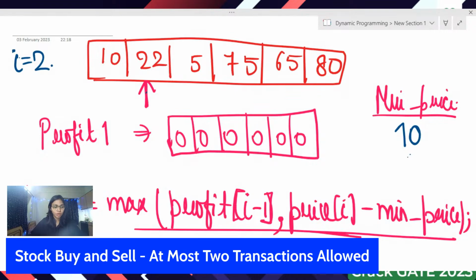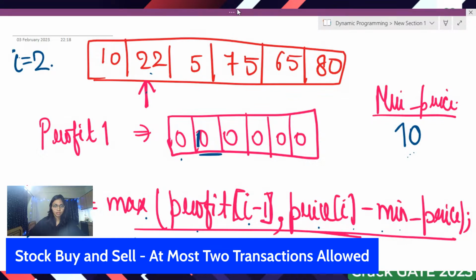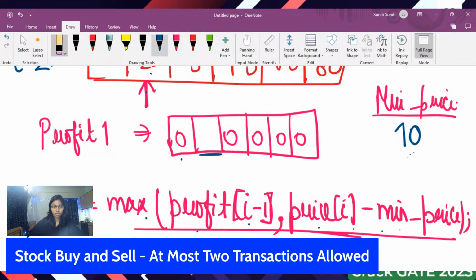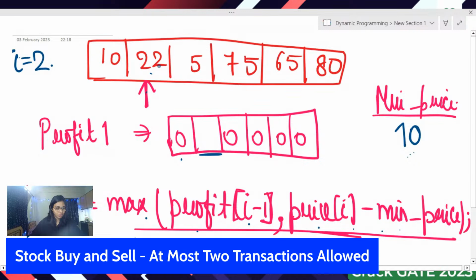What we now need to do is update the table. How are we updating the table? It is the maximum of the profit that has occurred previously, or price of I minus minimum price. So at this point, profit at I minus 1 is 0. We need to compare 0 and price of I minus minimum price, that is 22 minus 10, which is 12. So out of 0 and 12, what is the maximum? All right, 12 is the maximum, so we will fill it with 12.